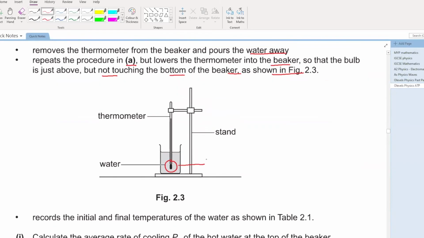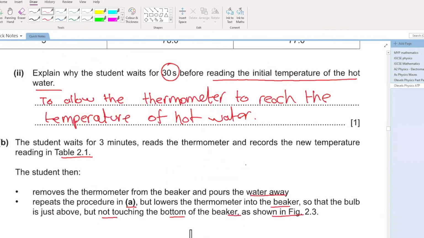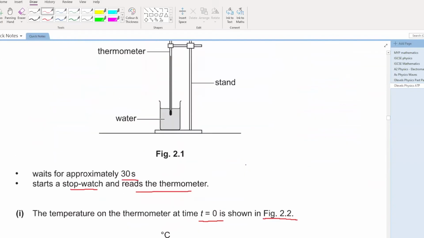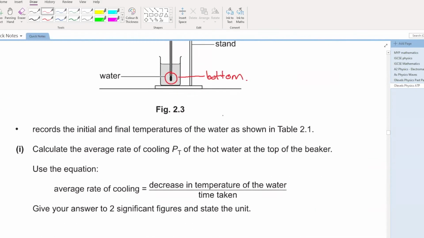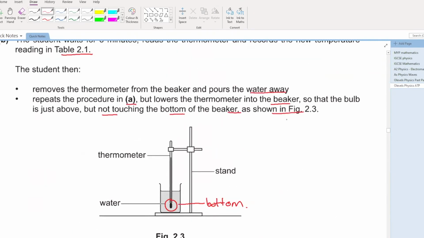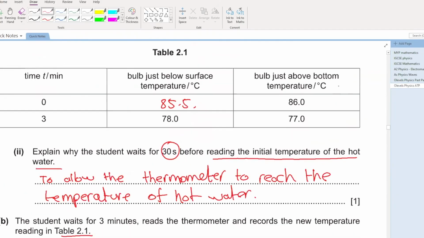Now we are at the bottom. Where were we initially? Initially we were at the top of the beaker. Now we are at the bottom of the beaker. Record the initial and final temperature of water as shown in figure 2.1. So the initial and final temperatures at the bottom are also recorded here.